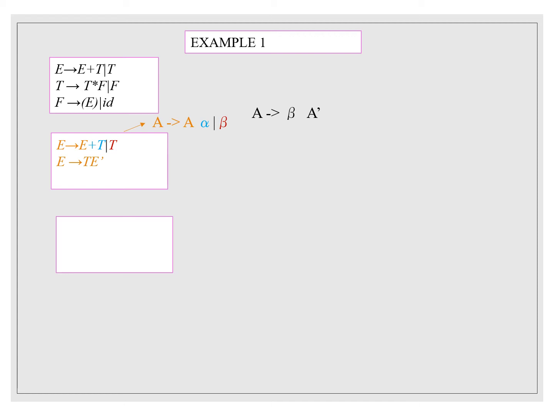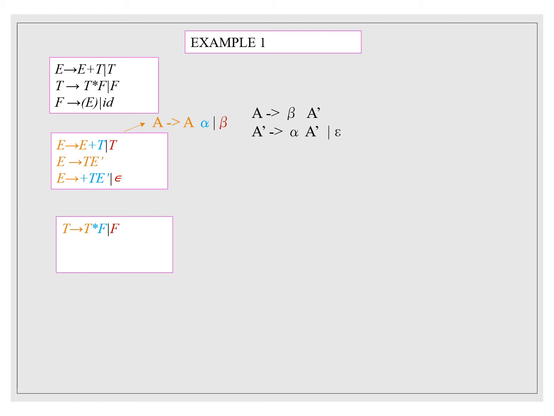Understood? Now what is the next step? What is A dash? We introduced one more non-terminal, right? So A dash derives alpha A dash. What is alpha here? Plus T. Therefore, E dash derives plus T E dash | epsilon. Clear? So now consider the second production, that is T derives T star F | F.